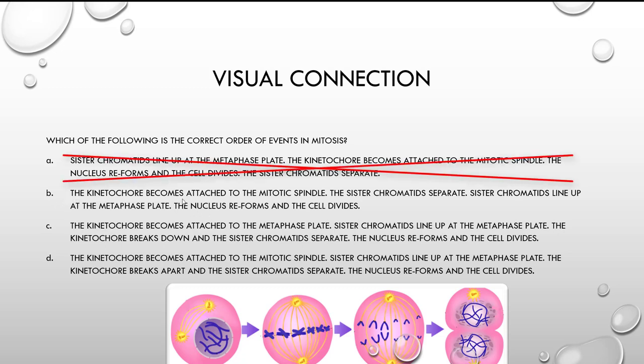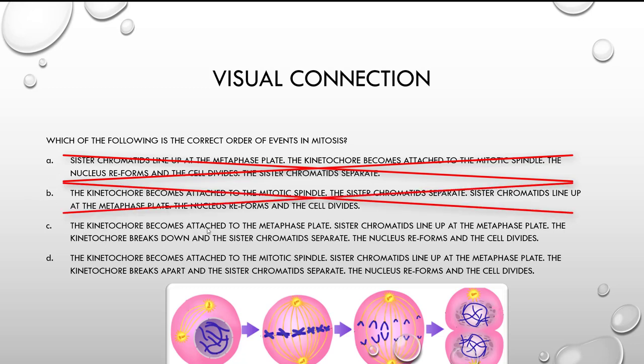Okay, so how about B? The kinetochore becomes attached to the mitotic spindle. The sister chromatids separate. Then the sister chromatids line up. Well, why would they separate then line up? So that one's not going to work.